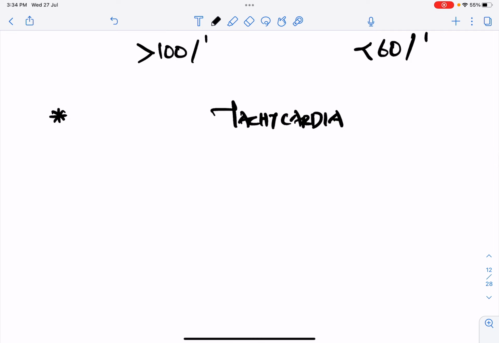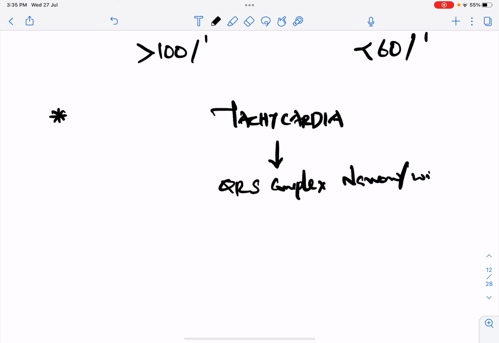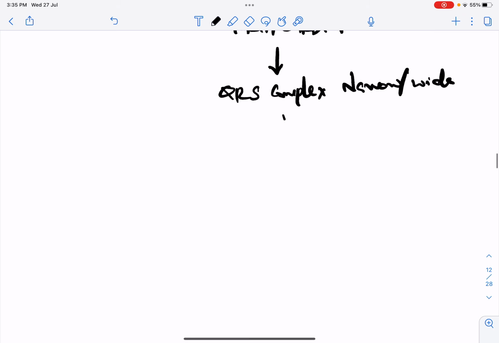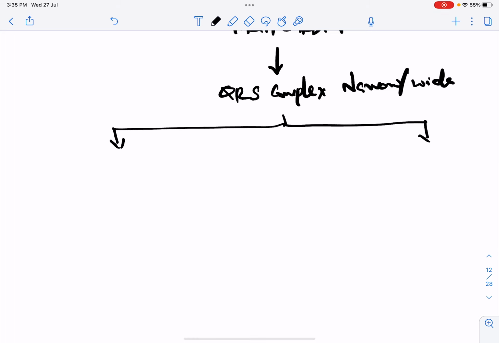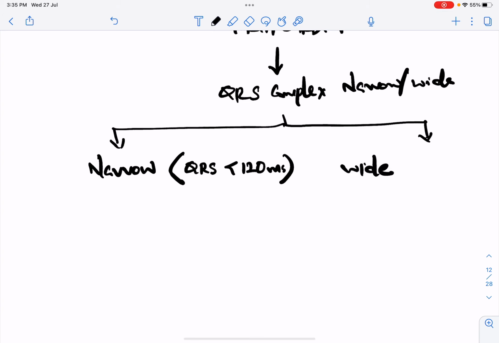Tachycardia can be further divided into narrow complex and wide complex. So first we have to look at the QRS complex, narrow or wide. So this is our narrow QRS complex. A narrow QRS complex is defined as a QRS complex duration of less than 120 milliseconds. For a wide QRS complex, it is more than 120 milliseconds.